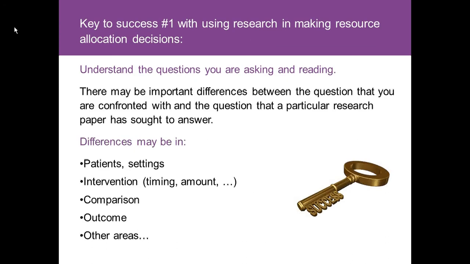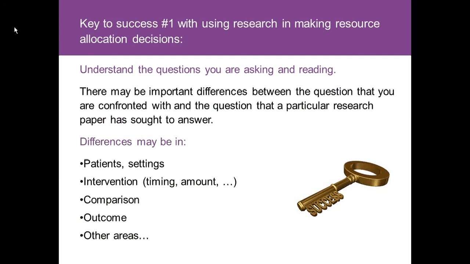So, in this video, I'm going to give you a few keys to success with using research in making resource allocation decisions. The first key to success is to understand the questions you are asking and the question that you are reading. There may be important differences between the question you are confronted with and the question that a particular research paper has sought to answer.